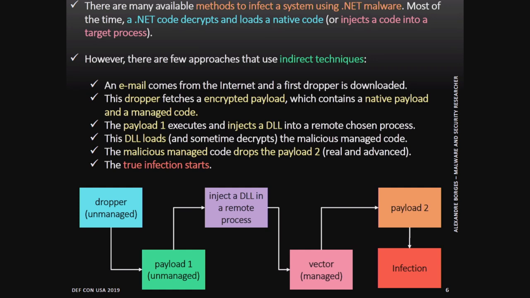Once this code is injected, this code loads the first managed code, the decrypt and load. This managed code fetches a second stage from the internet. The second stage is the real payload, and the infection starts. So things can be harder than the usual case. And I try to show it in pictures here.